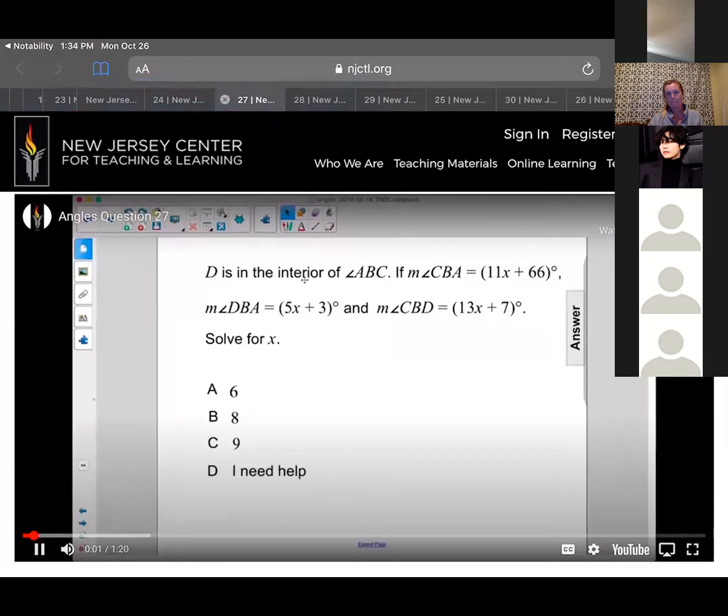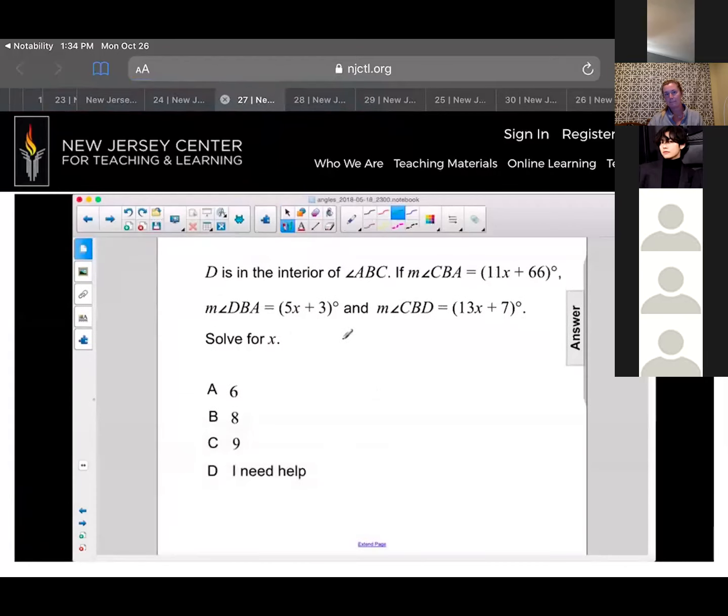D is in the interior of angle ABC. All right, so we have angle ABC here, and we have D in the interior, so we'll say that D is over here. So we're given some information.